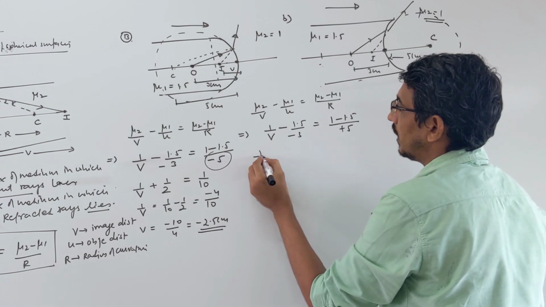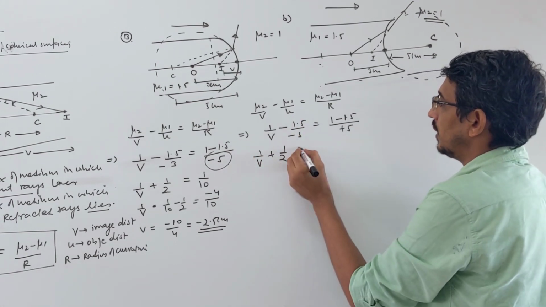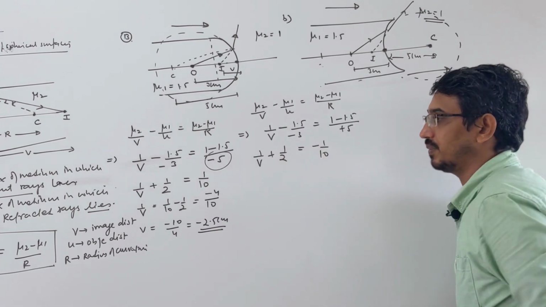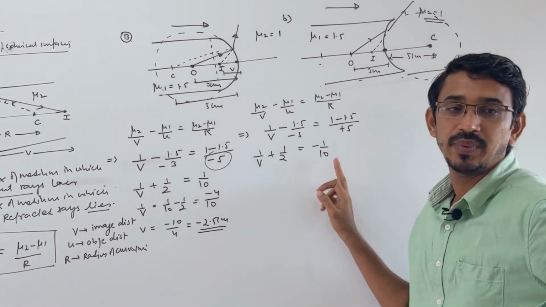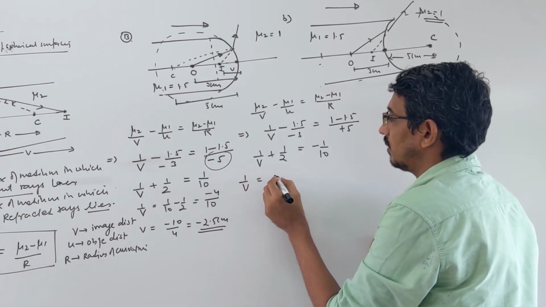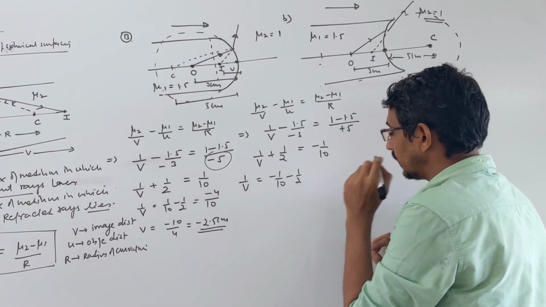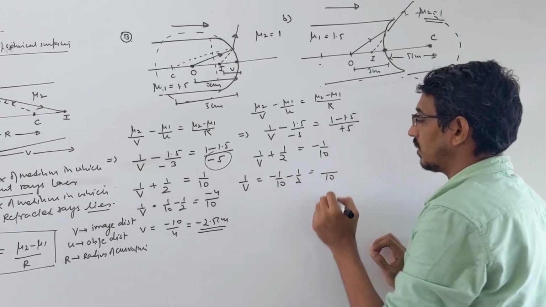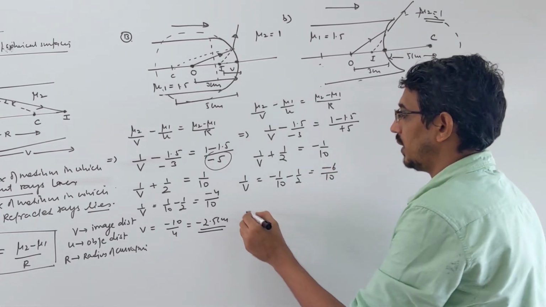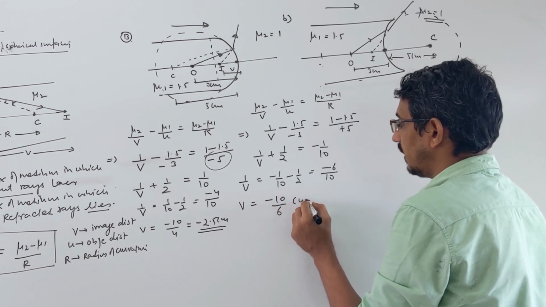So 1 by v is equal to what? Same thing only. 1 by 2 is equal to, this becomes simply minus 1 by 10. Here it is just positive, here it comes negative. Okay, so 1 by v will be equal to simply minus 1 by 10 minus 1 by 2. With LCM 10, 10 goes 1 time, 2 goes 5 times, so this becomes minus 6. So v, this is your answer, is minus 10 by 6 centimeter.